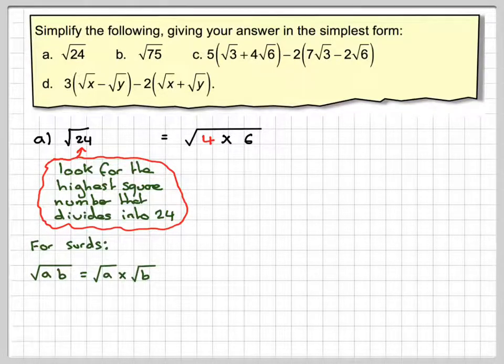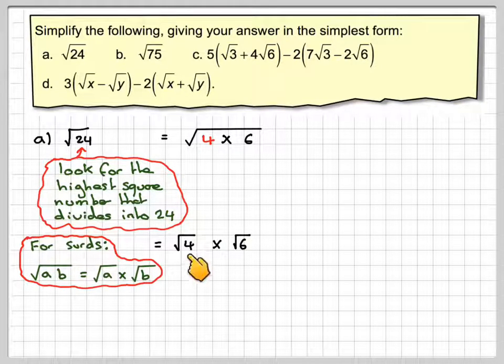Now, for surds, the square root of a times b, which is what we've got here, can be separated into the square root of a times the square root of b. If you're not convinced of that, try a few values on your calculator, and you'll see that it is true. So we separate this as the square root of 4 times the square root of 6. Now, the square root of 4 happens to be 2, so the answer to this is 2 root 6.